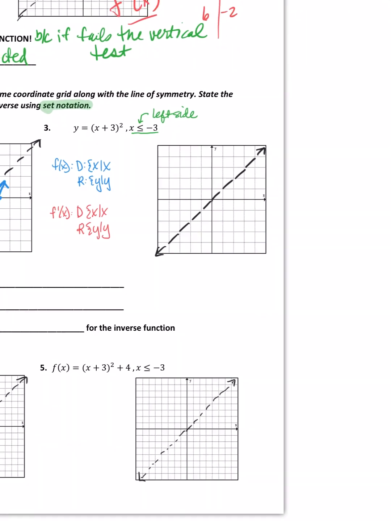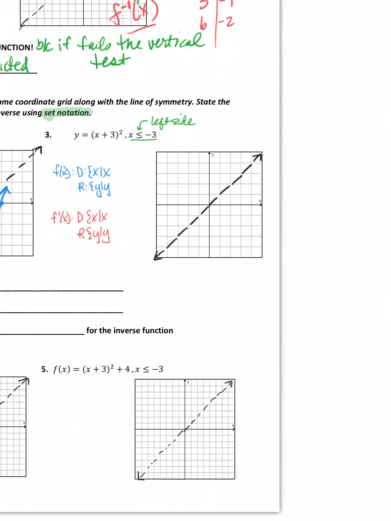Now if I jump over to number 3, and let's just graph this one, the vertex is at negative 3. That's why the restriction starts at negative 3, by the way. So it's going less than, so that's the left side. So over 1, up 1, over 2, up 4. So it's just the left side of that quadratic, all right?